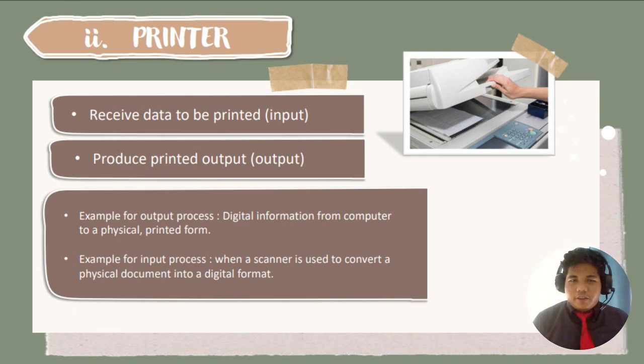Why do printers include an I/O module? Because a printer can receive data to be printed. This is input. Another example is producing print output. An example of output processing: digital information from the computer is converted to a physical printed form. An example of input processing: when a scanner is used to convert a physical document into a digital format.